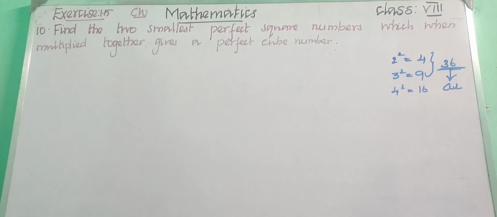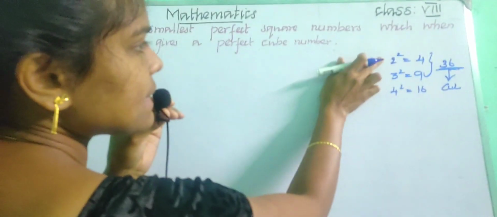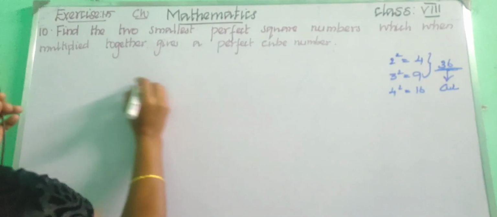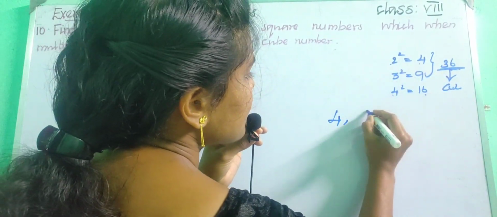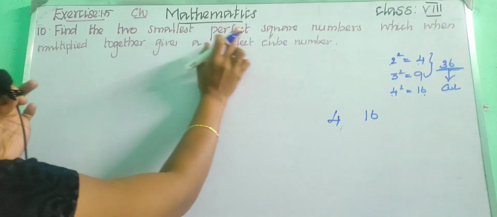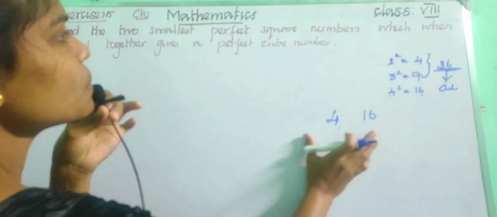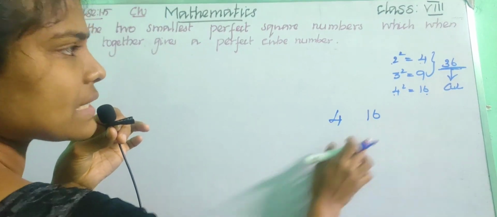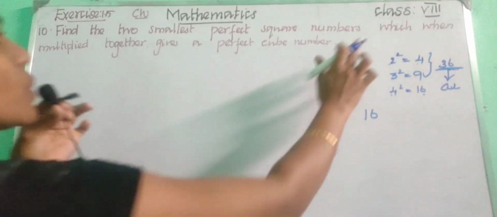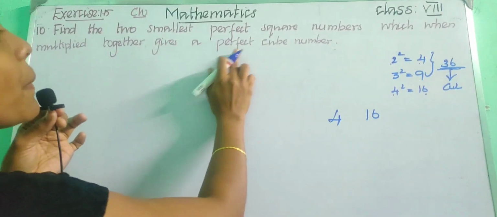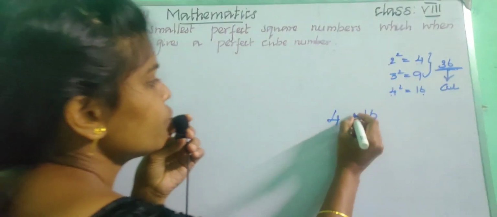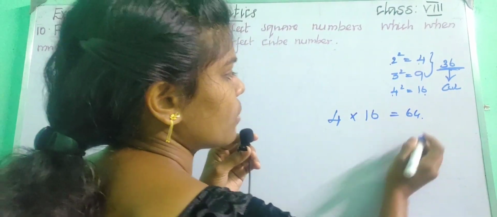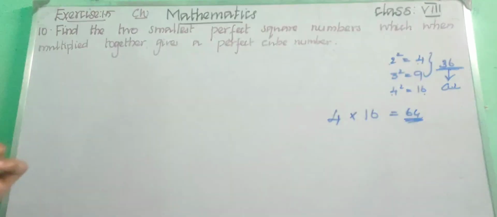Let us consider the square numbers as 2 squared and 4 squared, okay? See, what is it? 2 squared is 4 and 4 squared is 16, okay? So we just assume we got two perfect square numbers. 4 is a perfect square and 16 is also a perfect square number, which when multiplied together gives a perfect cube. Now multiply 16 fours. So 16 into 4, what will you get? 16 into 4 is 64, right? 64 is a cube number.